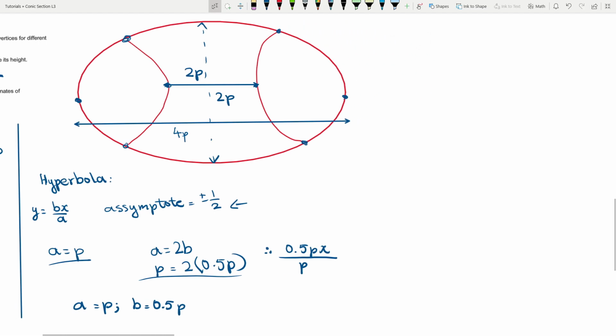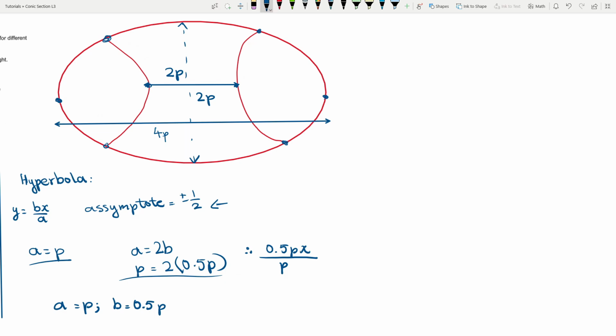Now let's substitute that into the hyperbola formula. And that formula is x squared over a squared minus, remember that minus sign in the hyperbolic formula, because that's the only difference between the hyperbolic formula and ellipse formula. So a is p and b is 0.5 p. Oh wait, it's squared, so p squared. The 0.5 squared is 0.25, and p squared, equals to 1.